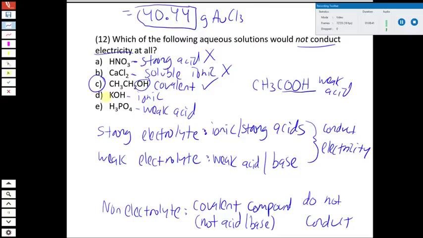Well, a strong base is a strong electrolyte, but a strong base is also an ionic compound. So all the strong bases that we have are hydroxide ionic compounds. So you could still say that a strong base is a strong electrolyte, but it's not a separate category really because it's also an ionic compound. That's a good question.